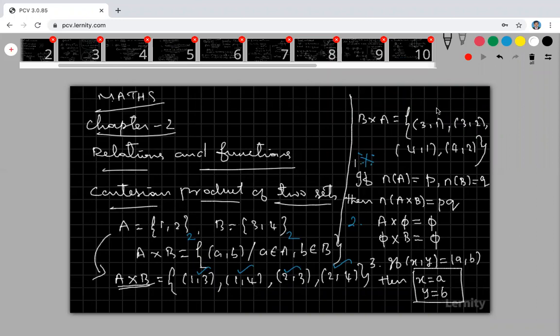Right. Now look at that. These two, (3, 1) and (1, 3), are not equal. Some students are getting confused about that. Look: in this ordered pair, what is my first element? 1. In this ordered pair, what is my first element? 3. These two are not equal. So these two ordered pairs are not equal. If they are equal, it means the first elements are equal and the second elements are also equal.